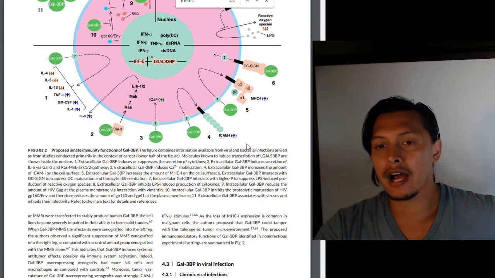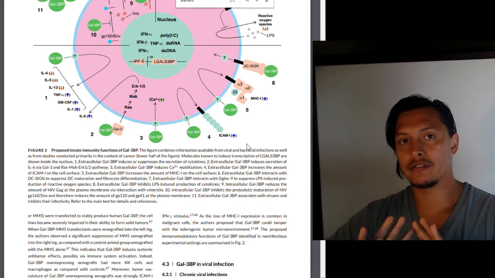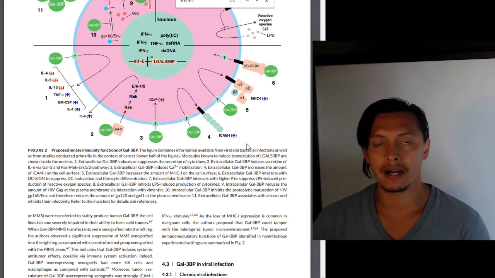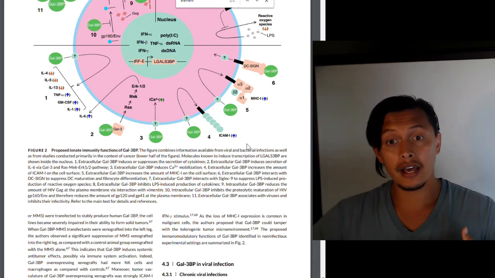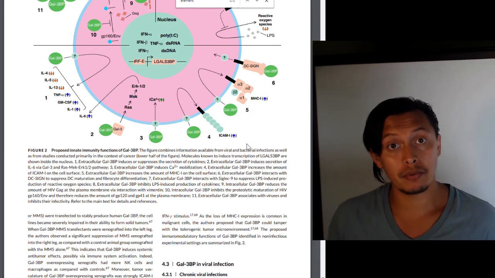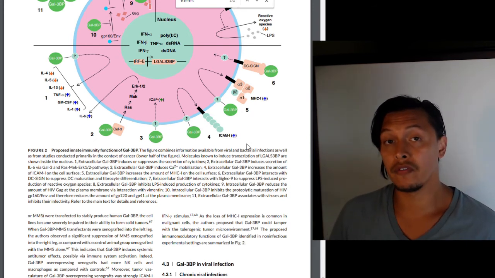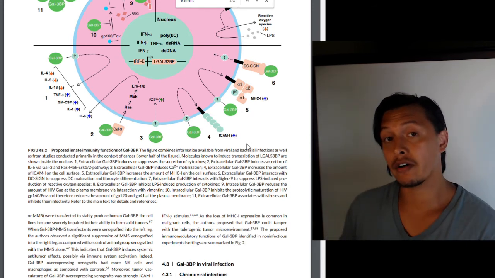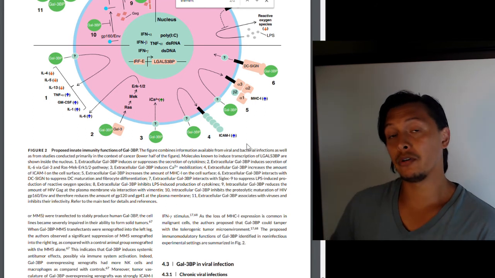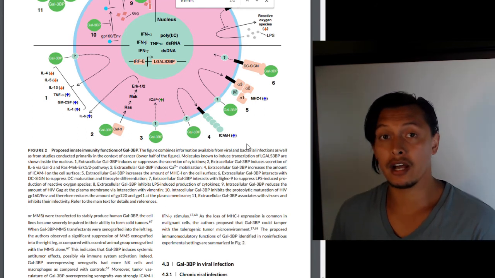With that, I'm going to head on out, and hopefully this gives you a broad understanding of what Galectin-3 binding protein can do. And since we know that Galectin-3 binding protein is upregulated in COVID-19 patients, as with other viral infections, this might be able to help us figure out what is going on.